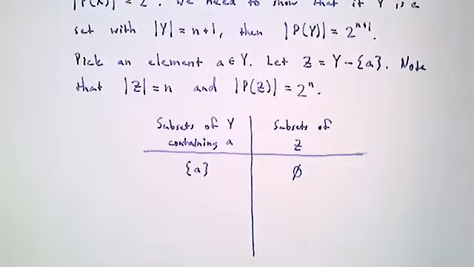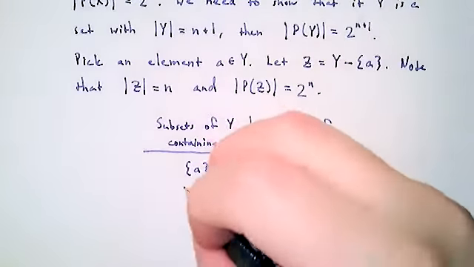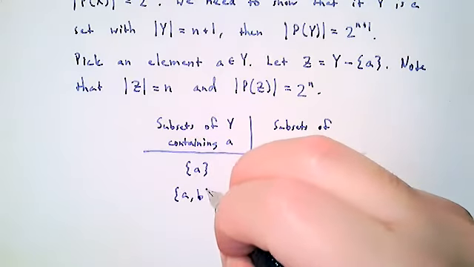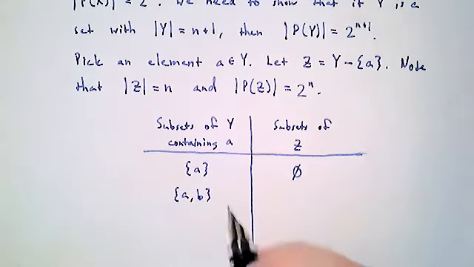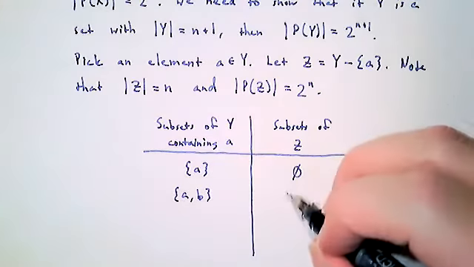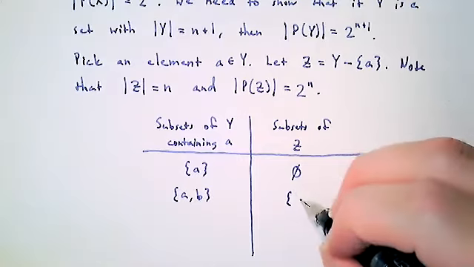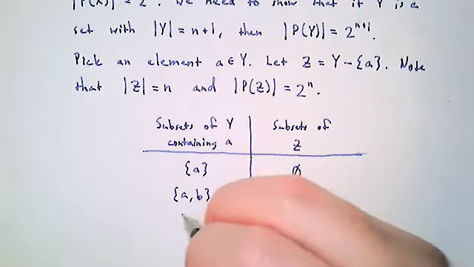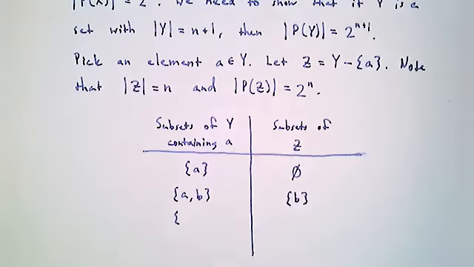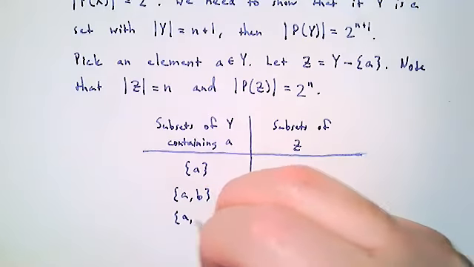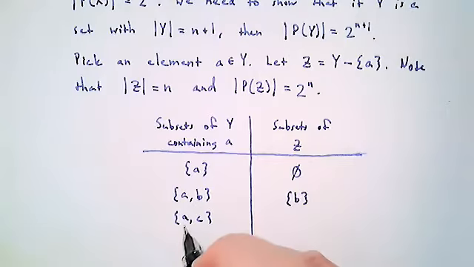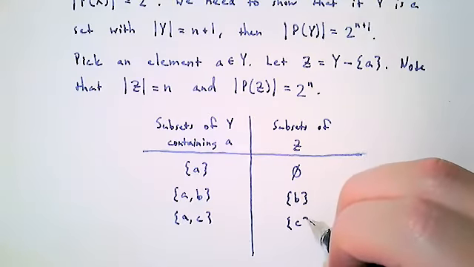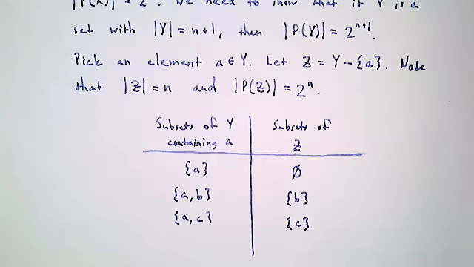And then we can think of larger subsets of Y, excuse me, maybe a set with A and another element B. I can throw A out again to get the subset B of Z. Maybe Y has more than two elements. Maybe there's a C inside of it. Then I can throw A out again and get a different subset of Z with just the element C.